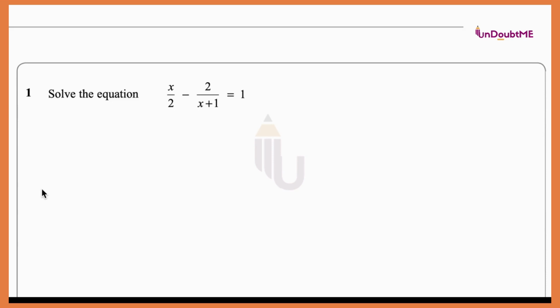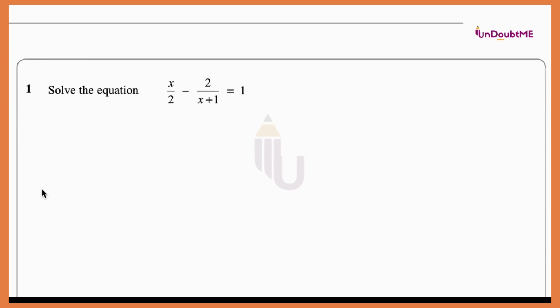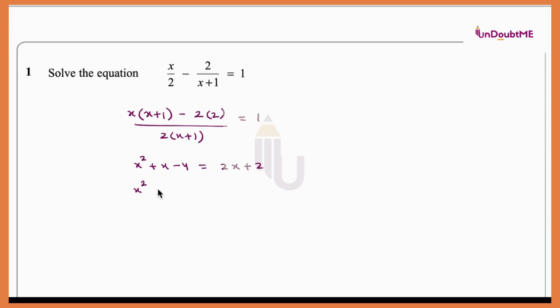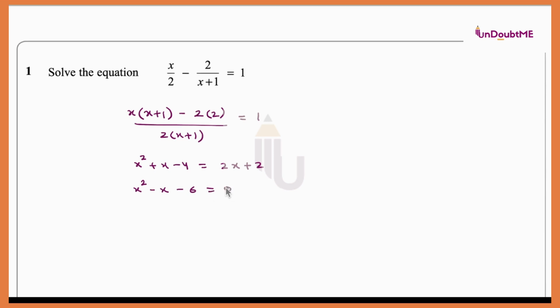First question, solve the equation. For these type of questions, we will just do cross multiplication. So that will give me x times x plus 1 minus 2 times 2 over 2 times x plus 1 is equal to 1. In the numerator, it will be x square plus x minus 4, while the denominator, by expansion, you can send it on the other side. It will become 2x plus 2. On rearranging, it will give you x square minus x minus 6 is equal to 0.